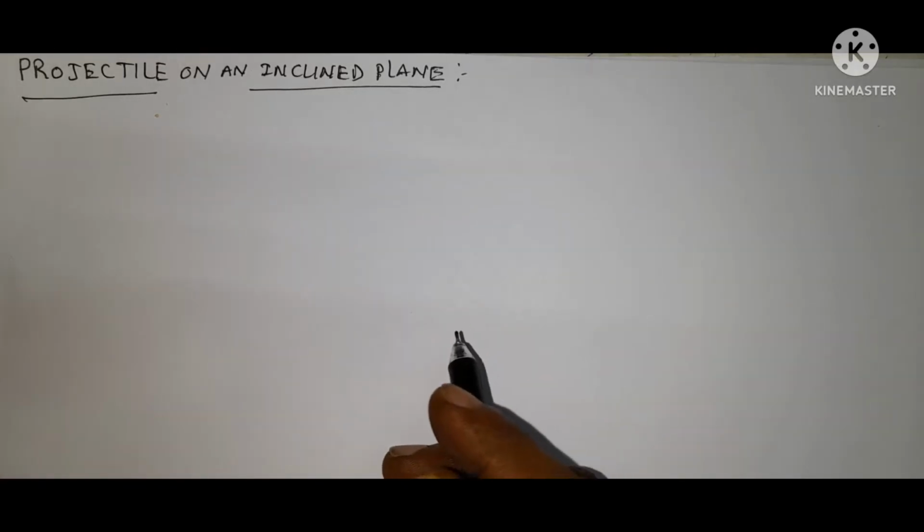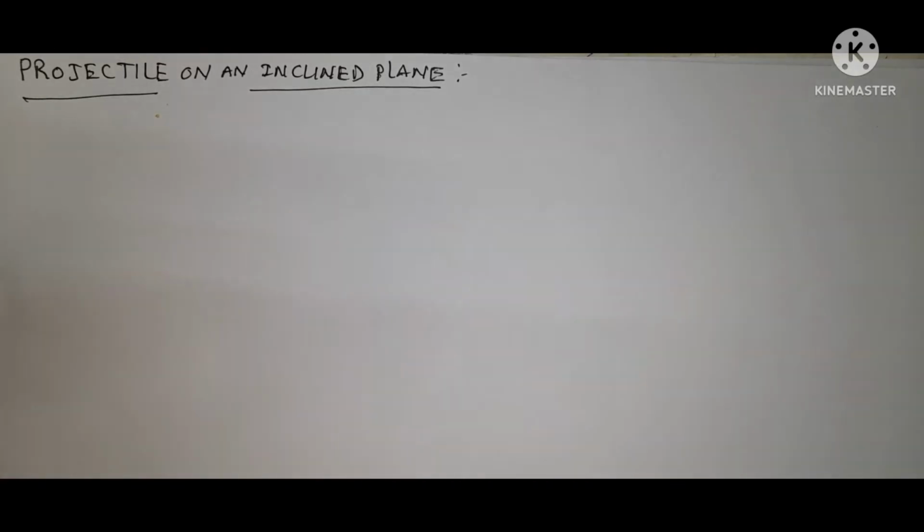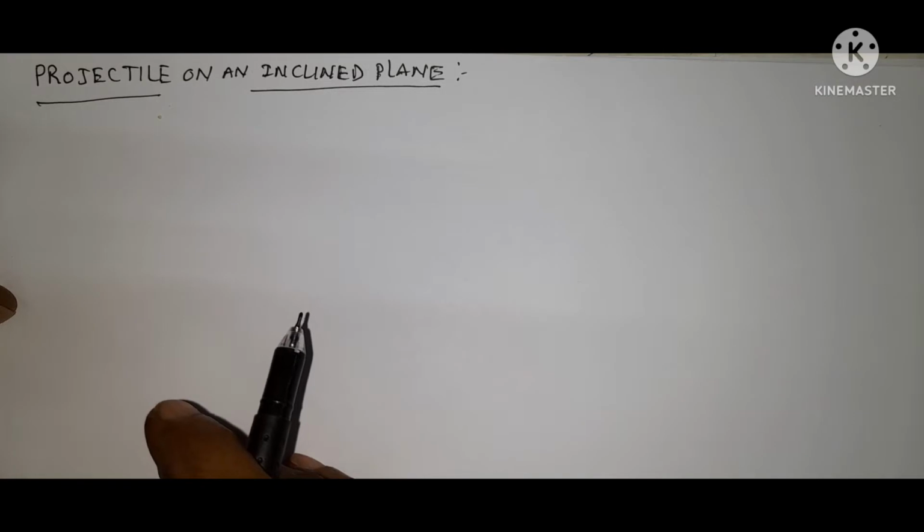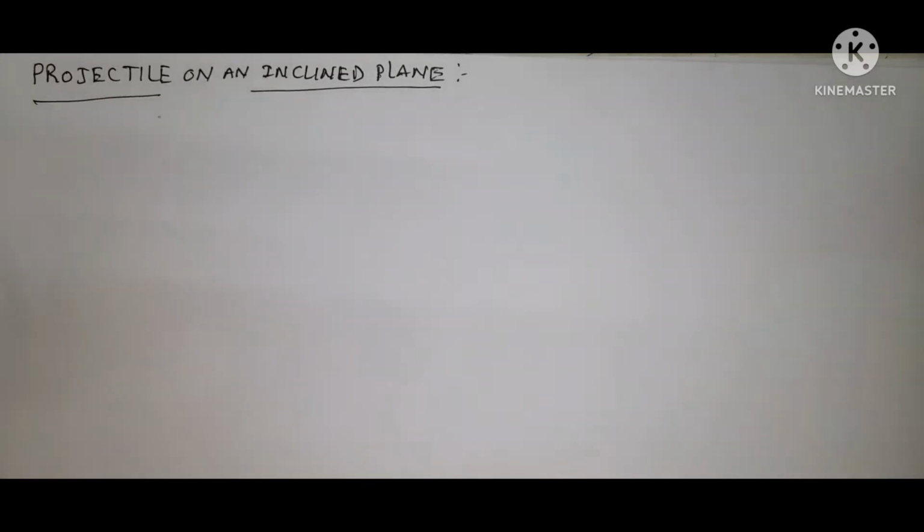Hello, good morning students. Today I would like to discuss the topic of projectile, specifically projectile on an inclined plane. When an object is thrown from bottom to top and top to bottom on an inclined plane, what happens to the formulas like time of flight, maximum height and range?